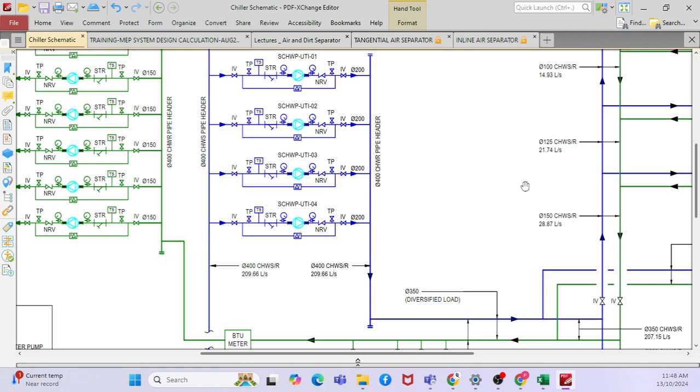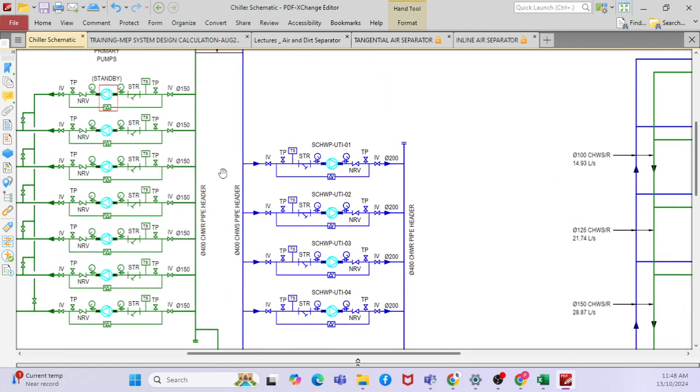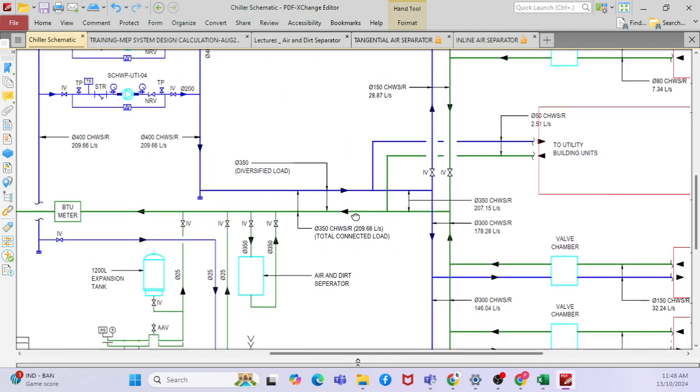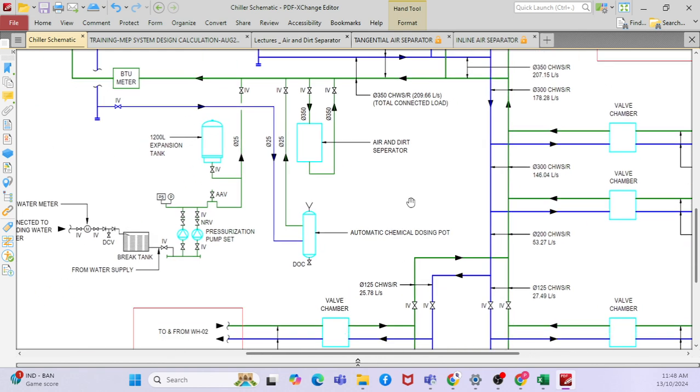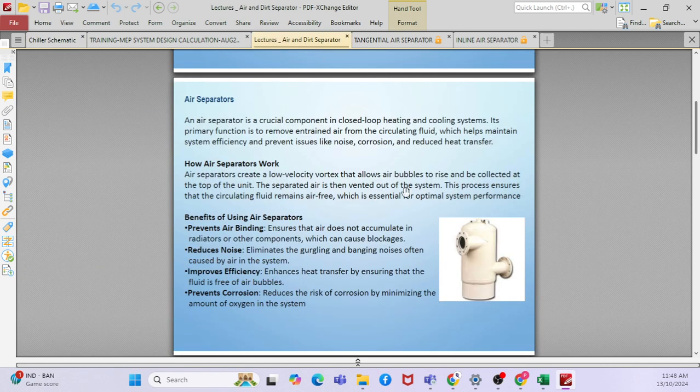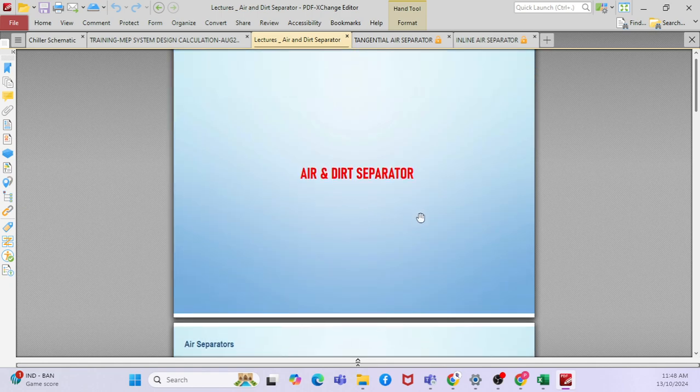Then we have seen the pumps: one is the chilled water pump, and another one is the condenser water pump. Then we have seen the cooling tower. So today we will discuss about air separator and dirt separator. What is the purpose of the air and dirt separator? I will be sharing one of the lectures for air and dirt separator.